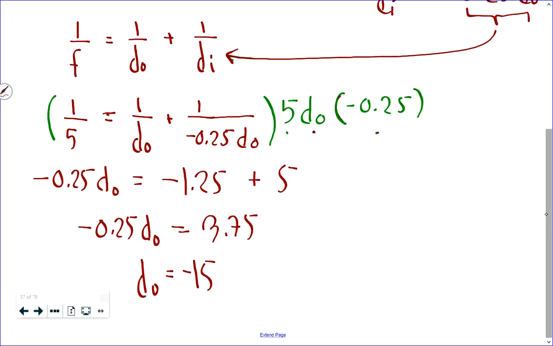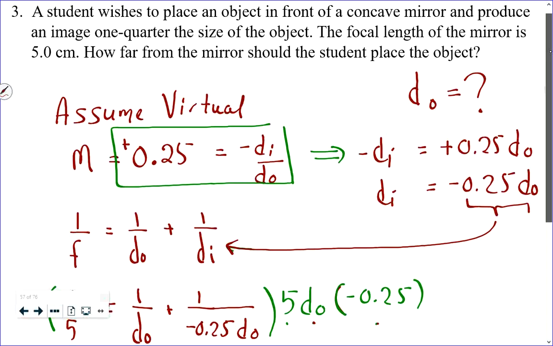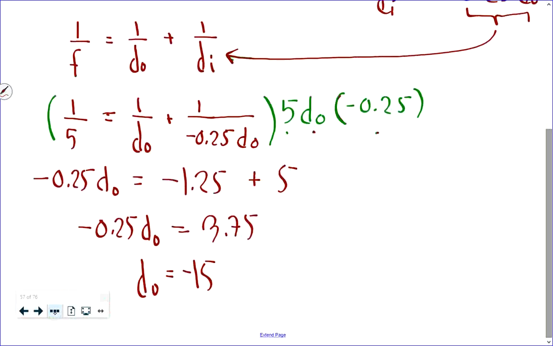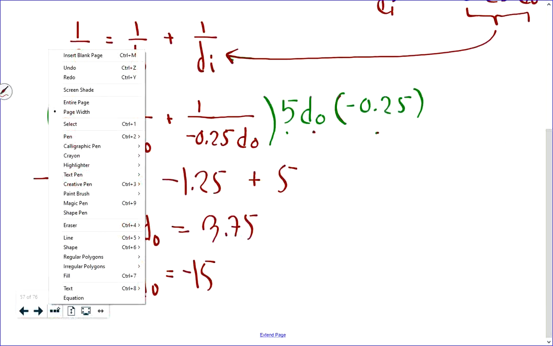So now, after doing all of that, what you would do, and believe it or not, this is an exam question. This was on a diploma exam. What you would do is you would say, you know what? It is not virtual. It must be a real image, which means the magnification is not 0.25, it's negative 0.25. So we're actually writing this down, by the way.